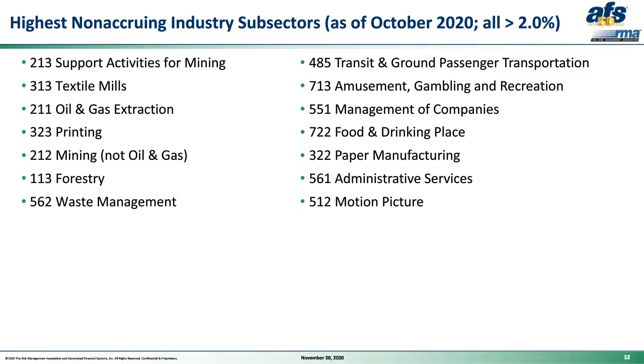Industries such as oil and gas and passenger transportation and food, all high human touch areas. But there are a few surprises here, such as forestry and textile mills. And I think these are not so much COVID-19 impacted sectors as just historically risky lines of business.